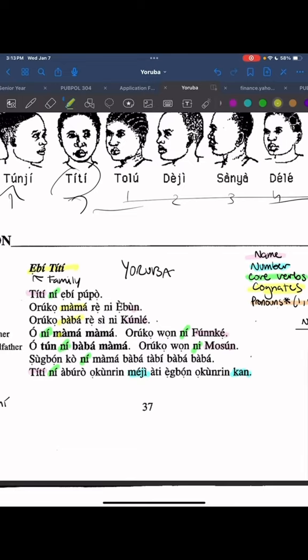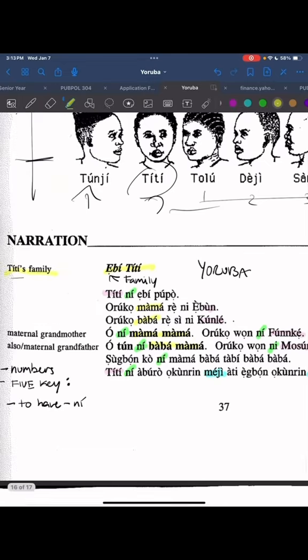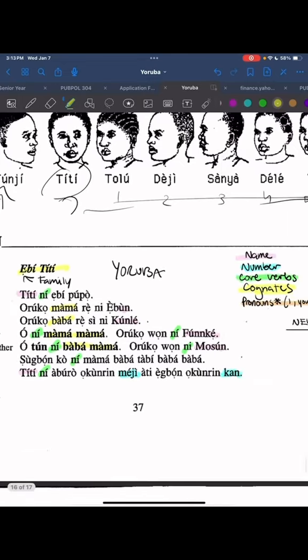So you have mama, mama, and baba, baba. This text actually tells you what it is, but even if I didn't have that, I could probably figure out that this is a way of saying my mom's mom or my mom's dad, just from context. And then you go to mama, baba, and baba, baba.